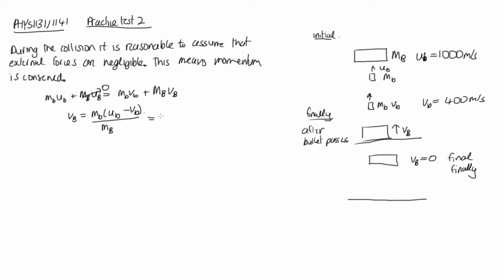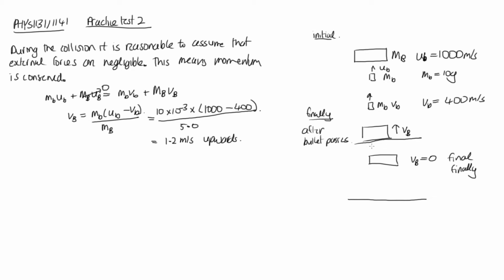And now we can substitute into that. So we've got 10 times 10 to the minus 3. The 10 to the minus 3 is to get from the 10 grams. The mass of the bullet is equal to 10 grams. And we want to get from grams to kilograms. And then we're multiplying by the initial velocity, which was 1,000 upwards, minus the final velocity, which is 400 upwards. And then we want to divide by the mass of the block, which is 5 kilograms. So now solving that on the calculator, we end up with 1.2 meters per second upwards. Okay, so now we know how fast the block is going after the collision.